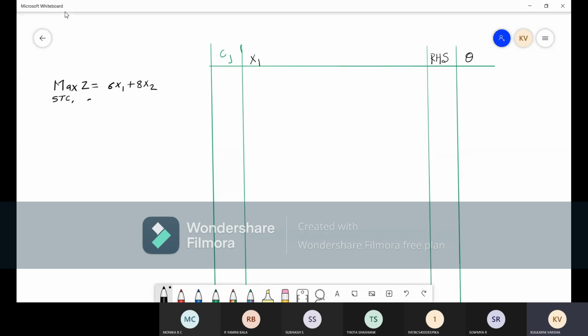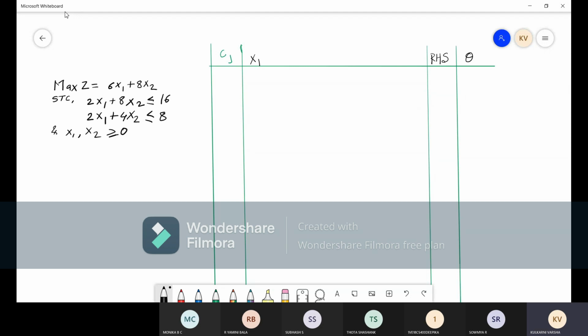So 2x1 plus 8x2 should be less than or equal to 16, and the second constraint is 2x1 plus 4x2 should be less than or equal to 8, and x1, x2 should be greater than or equal to 0, the non-negativity condition. So this is the question which is asked: use the simplex method and find the solution.